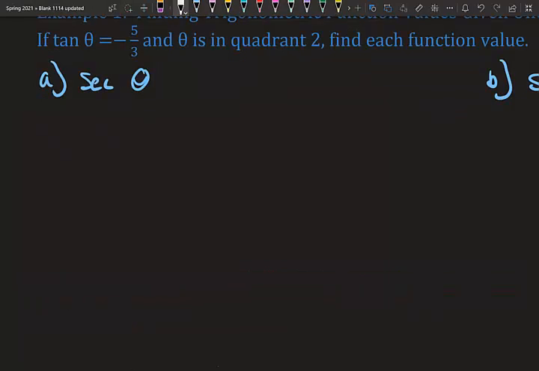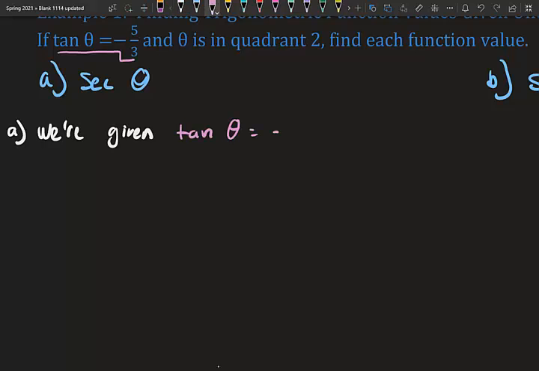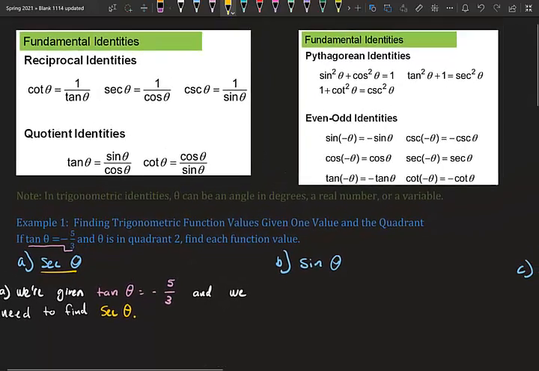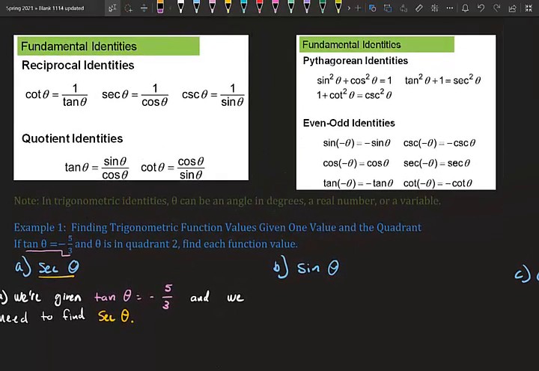So for A, let's pull out what we're given. We're given tangent theta equals negative 5 over 3, and we need to find secant theta. Alright, so that's what we're given and that's what we need to find. So let's look at our identities to see what we can use. So we have tangent and we need to find secant. Looking at all of our identities, usually start with your Pythagorean identities. That's a good place to start.